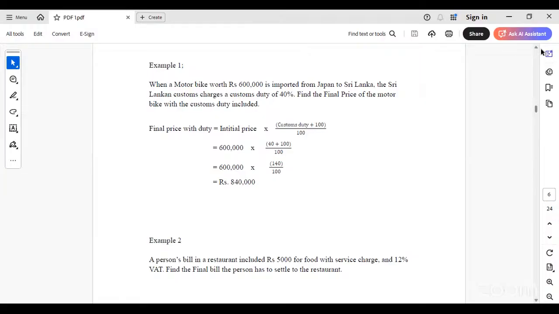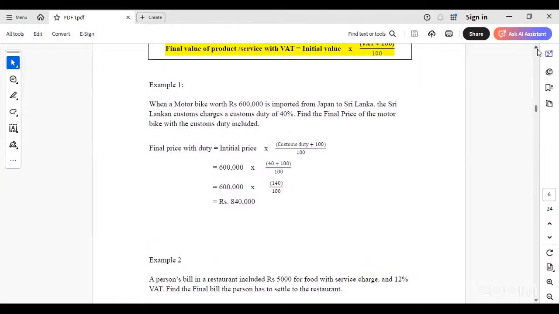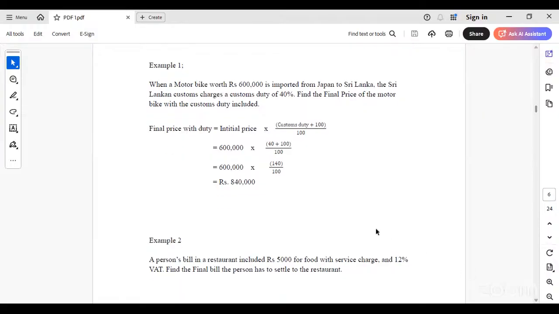Let's see an example for that. The first example says, when a motorbike worth 600,000 is imported from Japan to Sri Lanka, the Sri Lankan customs charges a custom duty of 40%. Find the final price of the motorbike with the customs duty included. Now they ask the price of the motorbike with the customs duty.